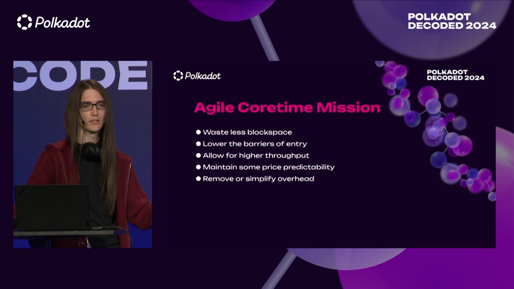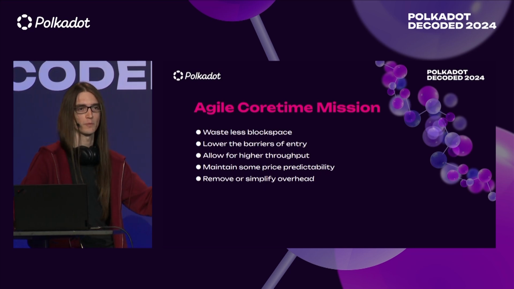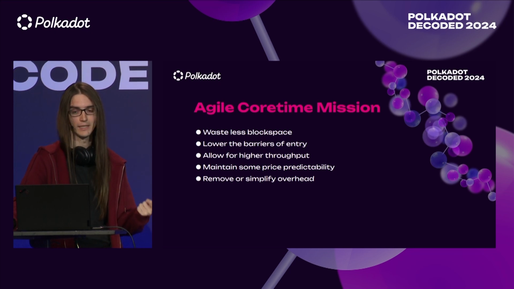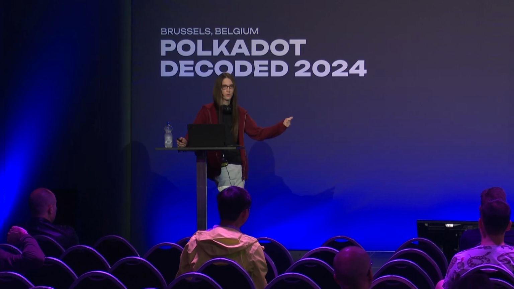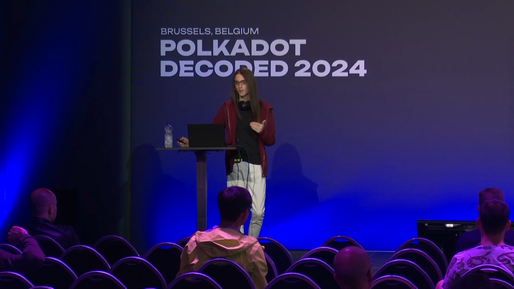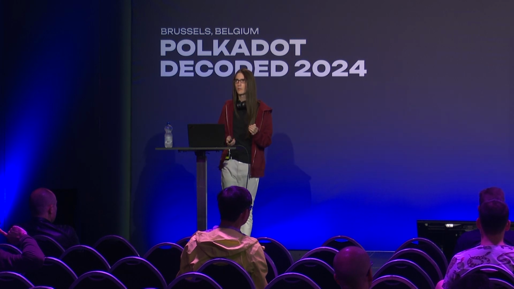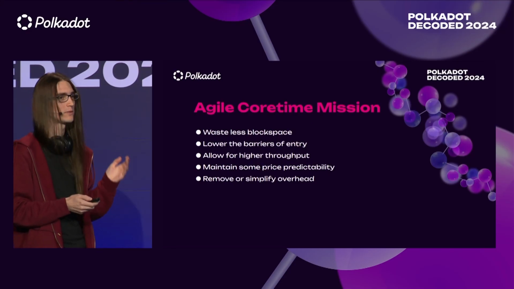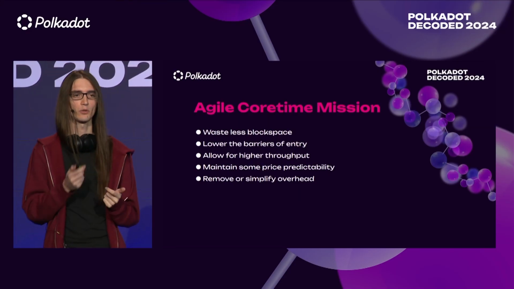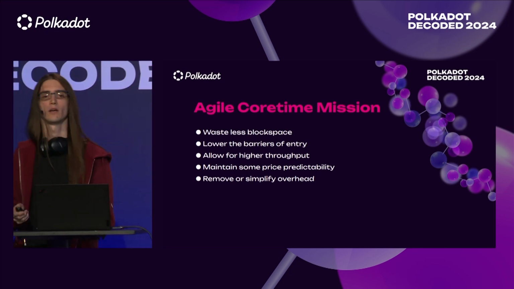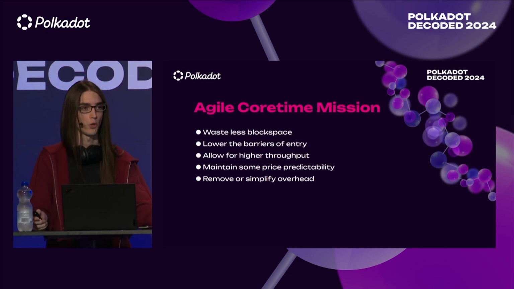The main goal is to just use the underlying block space more efficiently, actually allocate it to tasks that really need it, lowering the barriers of entry, raising the ceiling for the applications that need a higher throughput. But undeniably, there is still one property we cannot forget about, and it's one of the reasons why many teams migrated to Polkadot: stability, price stability. We still need to somehow maintain this stability, because this is one of the big things that brought people to Polkadot.